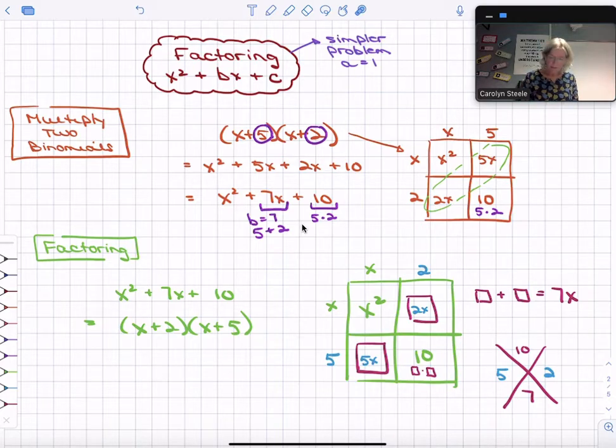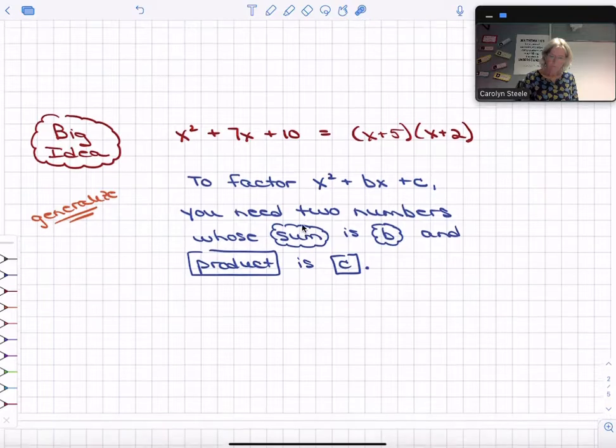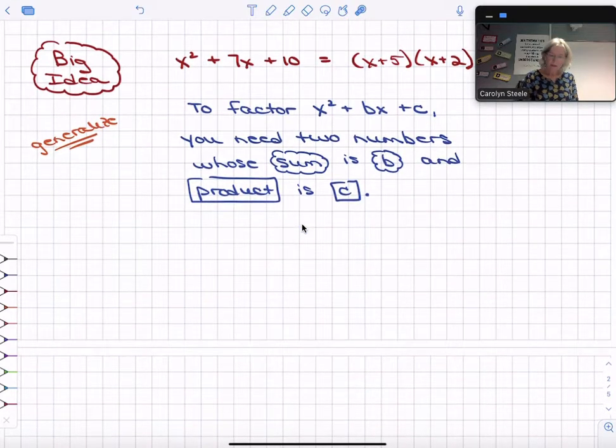Let's now generalize this big idea. The big idea that we have here was a quadratic in standard form, and it's equal to this same quadratic, but in factored form. We're able to turn addition of monomials into multiplication of binomials. And the big idea is to factor this with a equal to 1. You really just need to find two numbers, and those two numbers have a sum of b and a product of c.